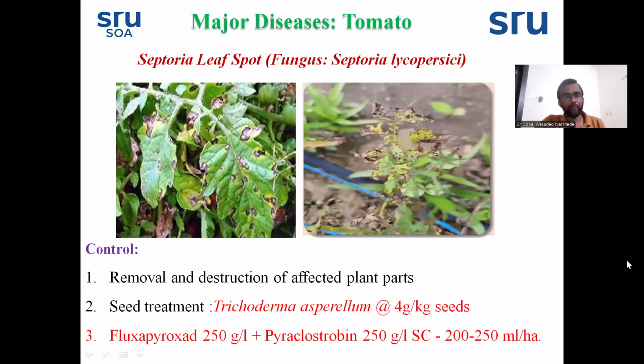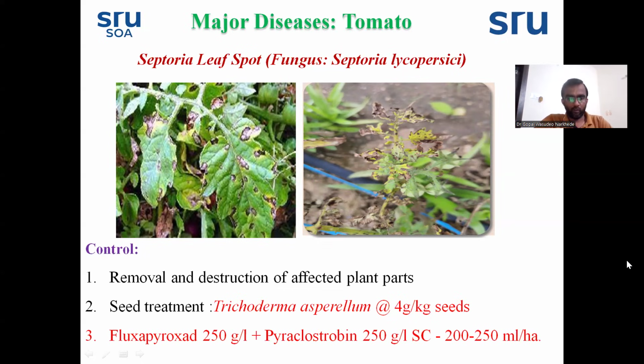So next is Septoria leaf spot caused by the fungus Septoria lycopersici. As far as control measures are concerned, first you have to remove and destroy all the affected plants or plant parts, right? Then seed treatment with Trichoderma asperellum at 4 gram per kg.